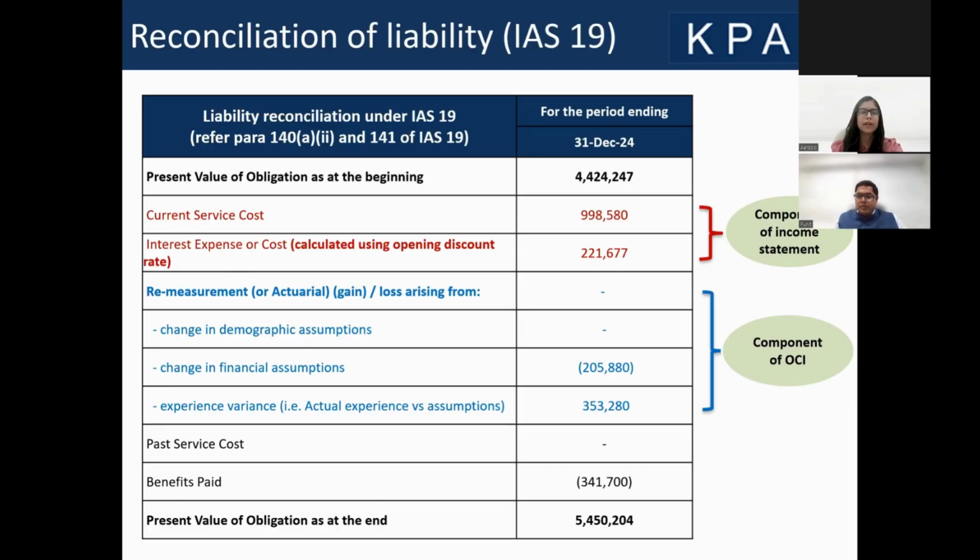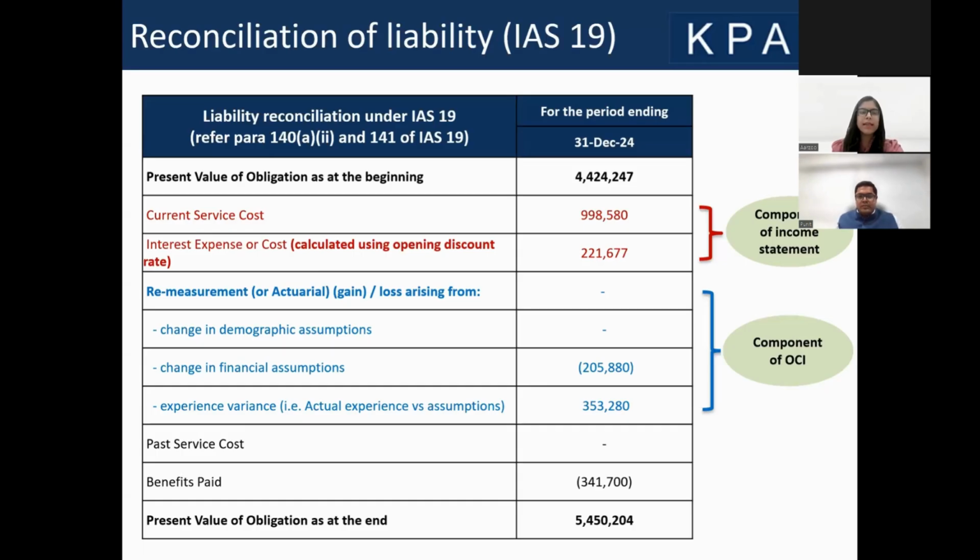Now, the key factors of the actuarial gains and losses are, first, actuarial gains and losses due to change in demographic assumptions. These take into account factors like employee turnover or mortality rates, any change in the mortality rate or the employee turnover during the period. We have assumed that there is no change in the demographic assumption in our previous example, hence it is 0 here.